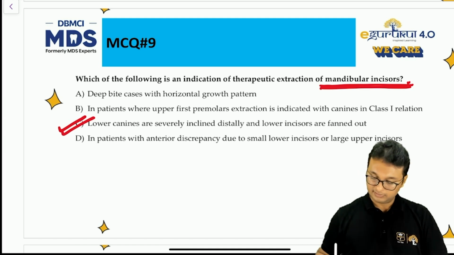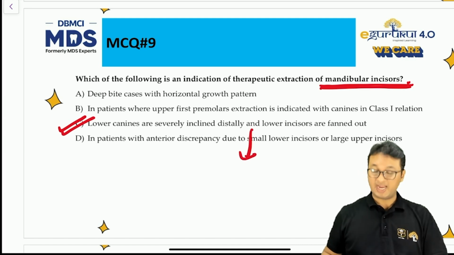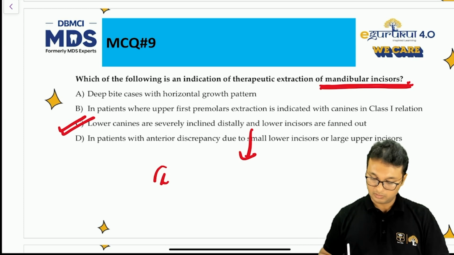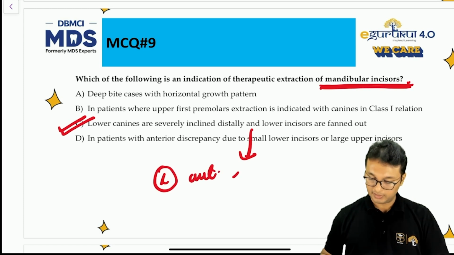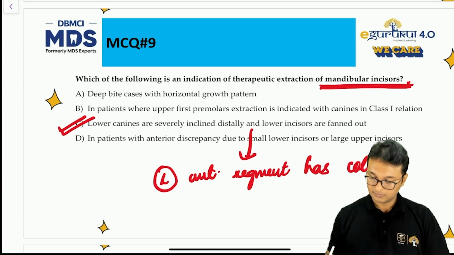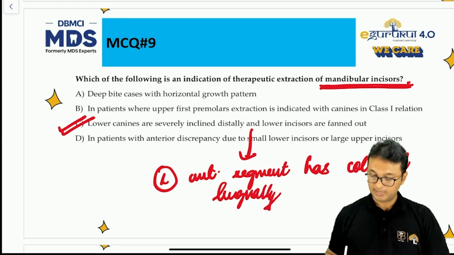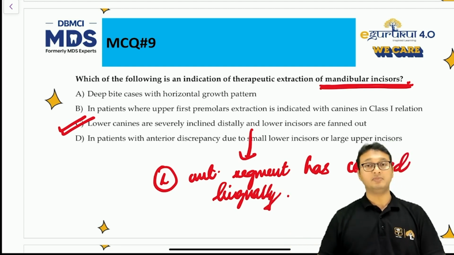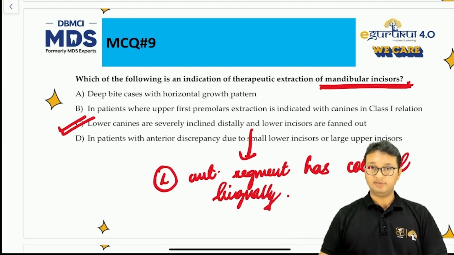So this clinical condition might be an indication that the lower anterior segment has collapsed lingually. So that could be a reason to extract the mandibular incisors. What can be the other reasons?